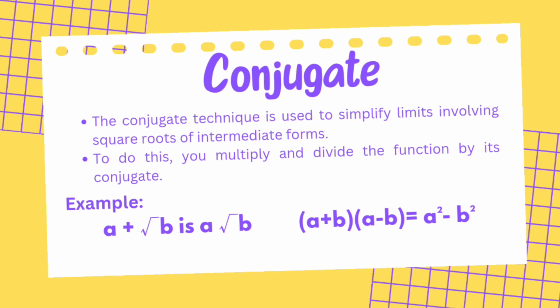When you multiply by the conjugate, it removes the square root because of the formula: a plus b times a minus b equals a squared minus b squared. This simplifies the expression and makes it easier to evaluate the limit. It's a powerful trick for handling tricky square root or rational expressions in calculus.